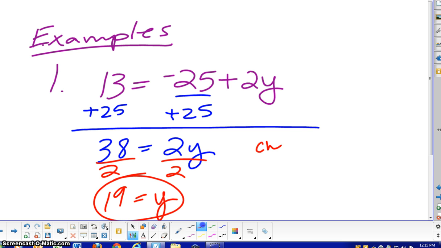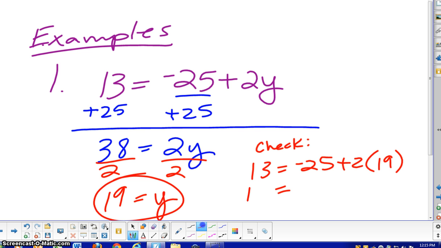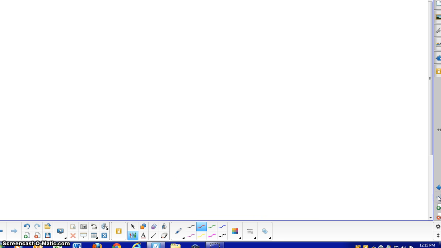Now, to check your answer, you can always plug the 19 back in for y to figure out if you have it correct or not. Solving this, 2 times 19 is 38, and then if you subtract 25, you end up getting 13. So I know that it checks correctly. All right, let's try another one.